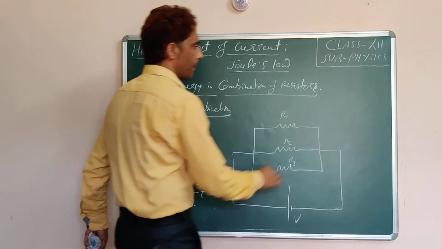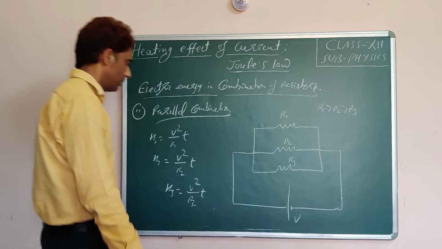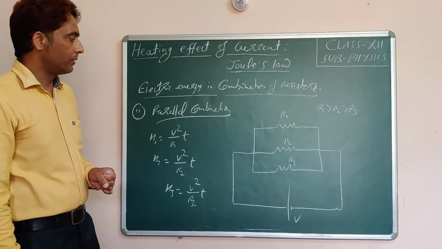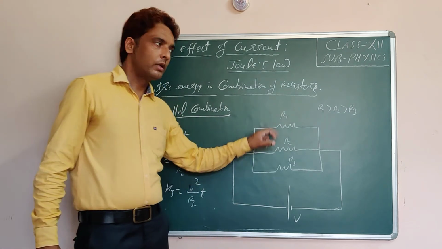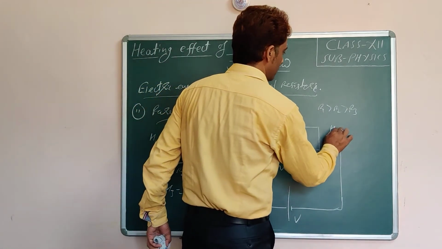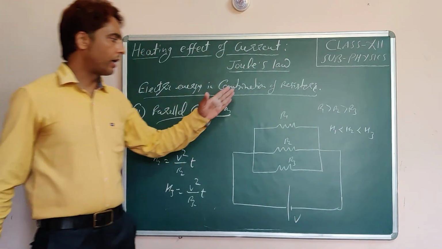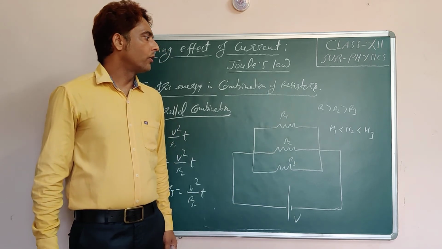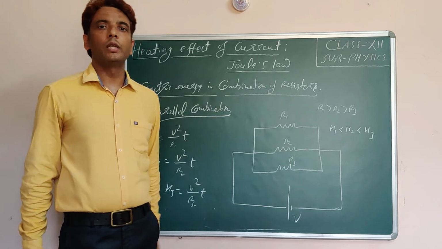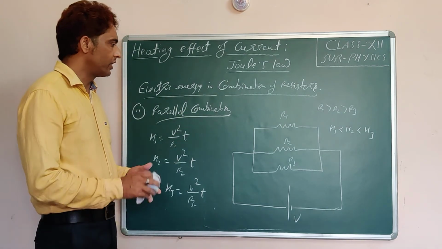Now again, if R1 is greater than R2 greater than R3, we can see that the amount of heat energy produced in R1 is less than that in R2 and R3. It means here H1 is less than H2 is less than H3. So in case of parallel combination of resistors, the amount of heat energy produced will be greater in that resistor whose resistance is least. So this is different from the series combination.